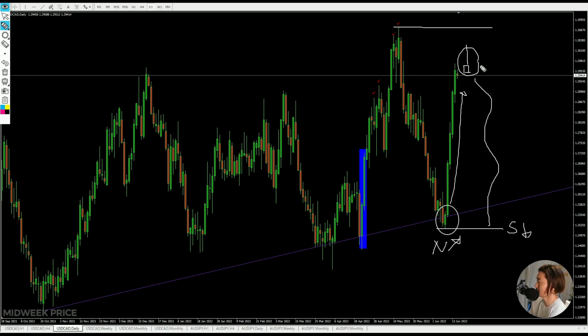So if I get this daily rejection candle right here on this daily chart, I will be willing to take a short entry. But again, just like the pound dollar, I will be watching current price action.